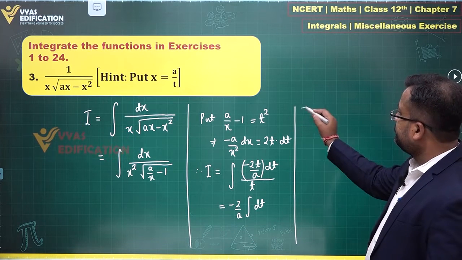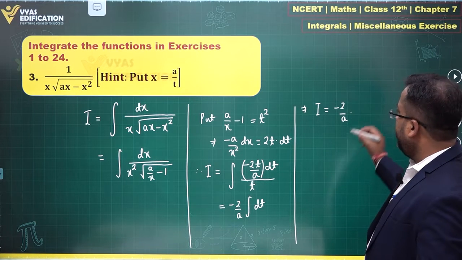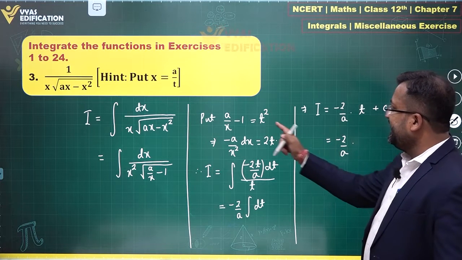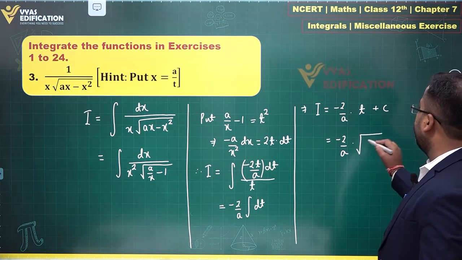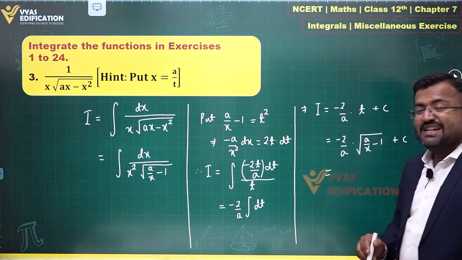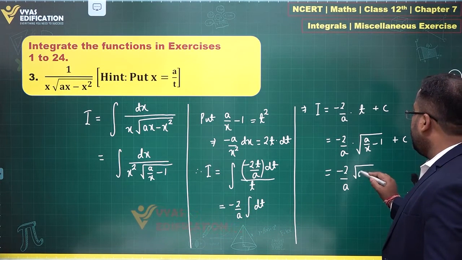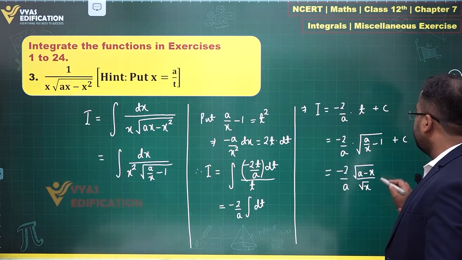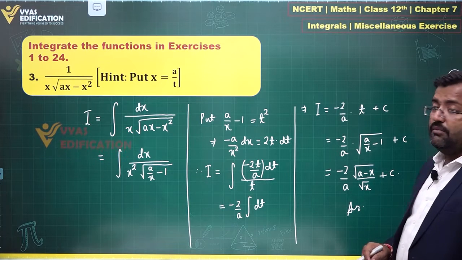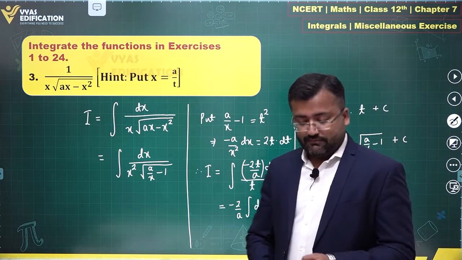And therefore, I is equal to minus 2 by a times integral 1, which is t plus constant, or minus 2 by a times t. T is under root of this whole expression plus constant. This, or you can further simplify it, you can write it as under root of a minus x upon under root of x plus constant. This is this, or this is the final form of the answer that you may require, right? That's the final solution, complete solution of this question.